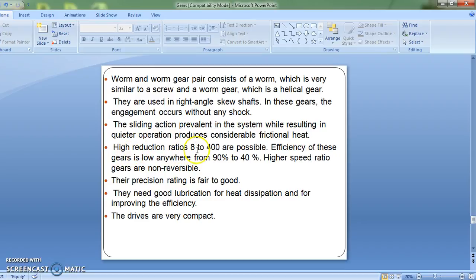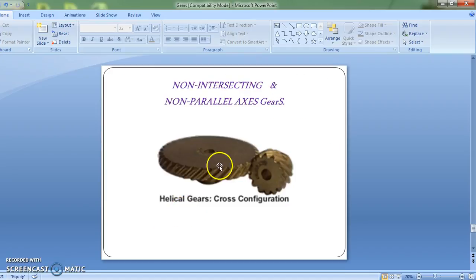High reduction ratios of 8 to 400 are possible. Efficiency of these gears is low, anywhere from 90% to 40%. Higher speed ratio gears are non-reversible. Their precision rating is fair to good. They need good lubrication for heat dissipation and for improving the efficiency. The drives are very compact.